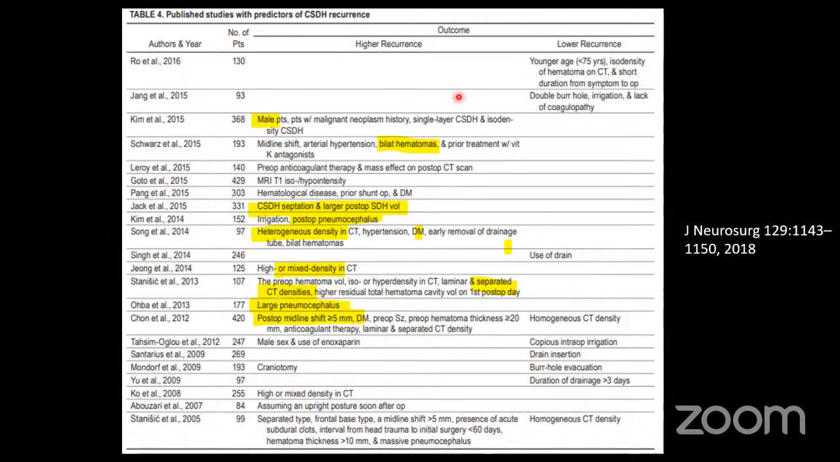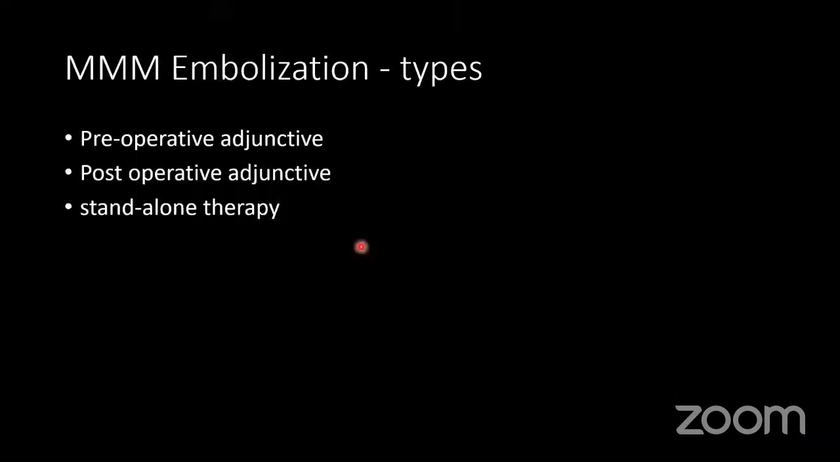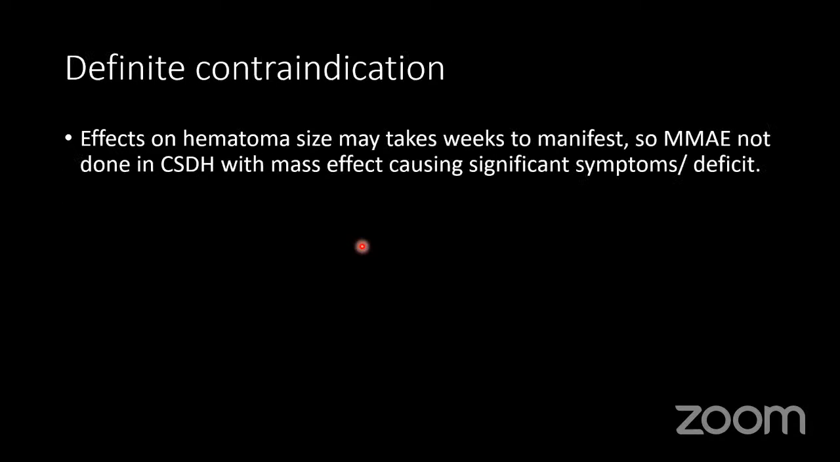So all these factors lead to more chance of recurrence. The second method of treatment is middle meningeal artery embolization. We can do preoperative, postoperative, and standalone therapy. We can come to that later. And the definite contraindication is severe symptoms.